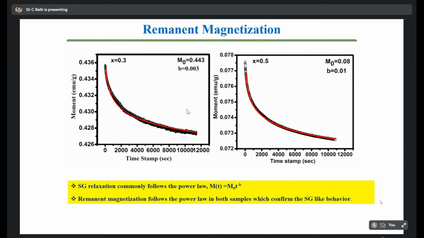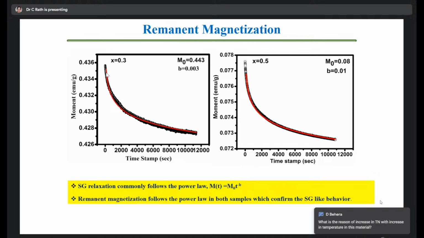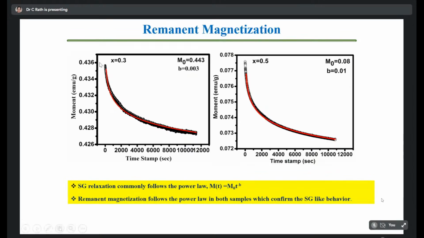What does it mean? We take the sample and cool it to low temperature at 50 Oersted field. Then at low temperature, we take out the field and leave the sample as such for a certain time period, and we see the decay behavior of this remnant magnetization. So that means we cool the sample with a field and leave it at low temperature without any field, then we see the decay behavior. This remnant magnetization is fitted with the power law M(t) = M0 t^(-B), and it follows the power law in both samples, which confirms the spin glass behavior.